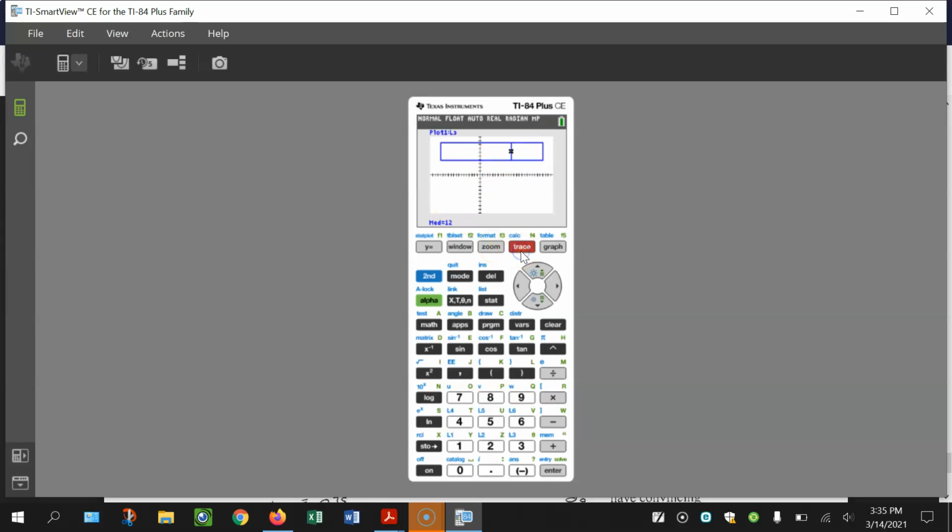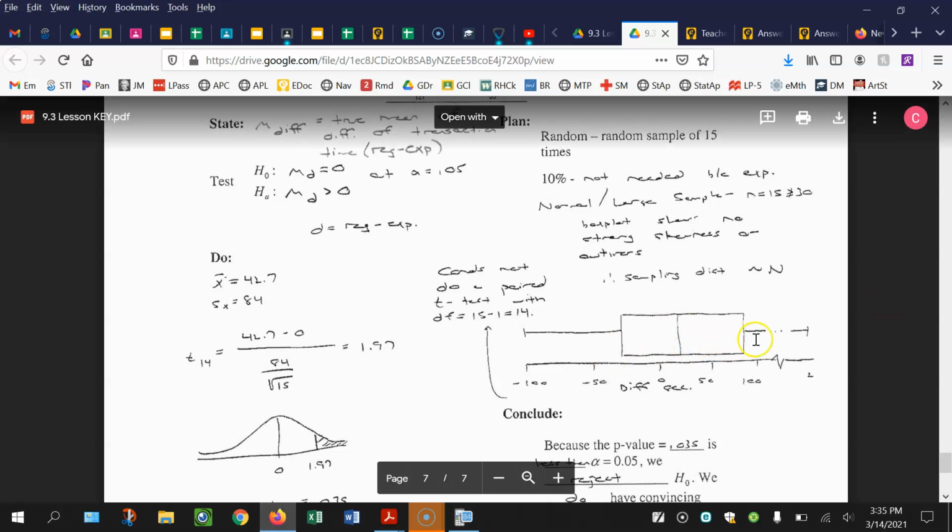But then again, I'd hit trace and I'd get my 5-number summary. That's where this is going to come from. I was kind of running out of room here to get to 200 on my paper, so hence that.